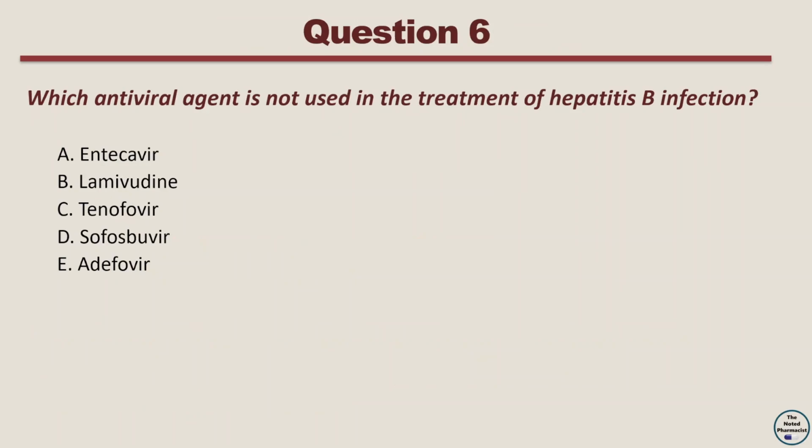Question 6. Which antiviral agent is not used in the treatment of hepatitis B infection? Option A, entecavir. Option B, lamivudine. Option C, tenofovir. Option D, sofosbuvir. Option E, adefovir.